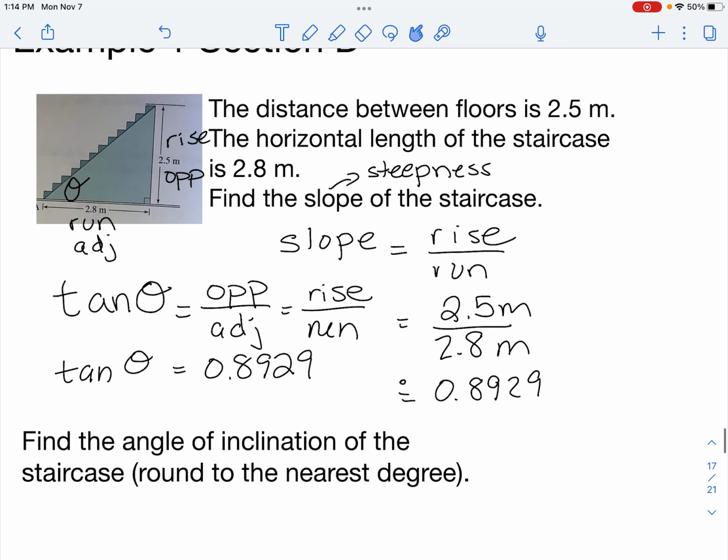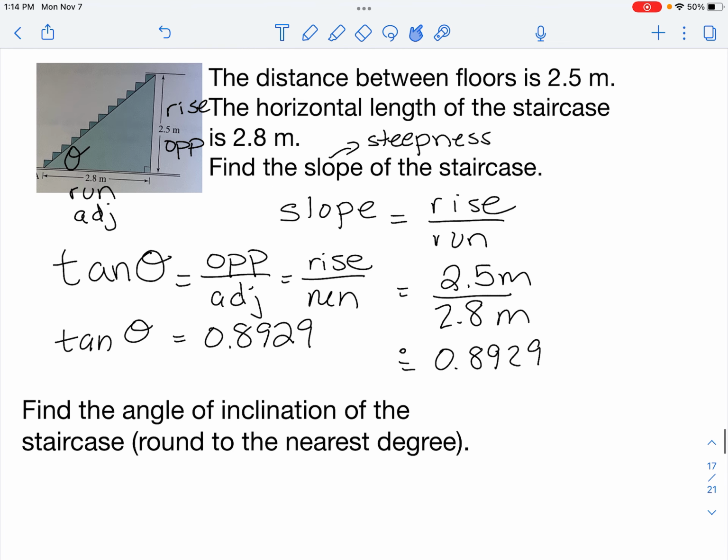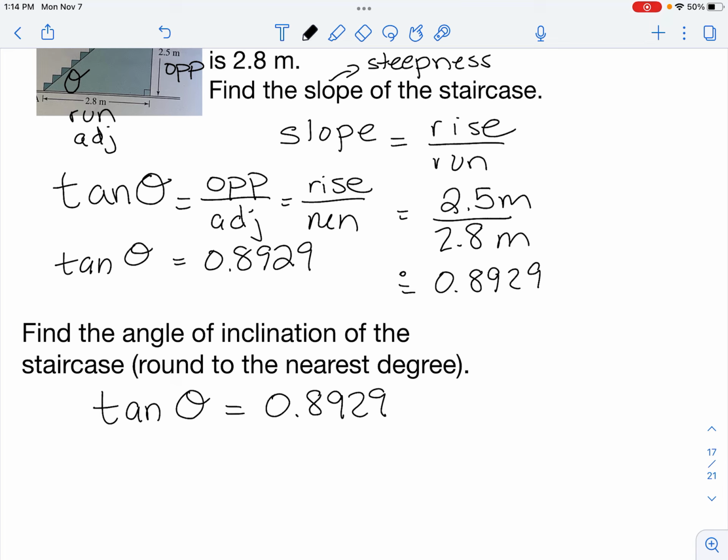To find the angle of inclination to the top of the staircase, we are just going to remember that to find an angle using our tan ratios, we start with the ratio, and to get theta on its own, the inverse operation, we need to type in second tan or shift tan on our calculator of the ratio, and that will give us back the angle. So theta is approximately 42 degrees.